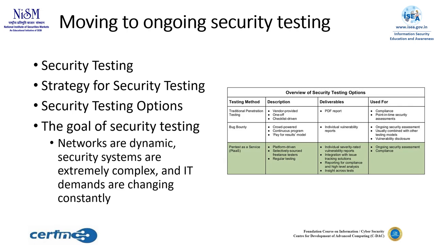If you continually test every year or every 6 months, it can become a continuous program. Of course, for every finding in a gap area, you can give some kind of payment. Sometimes the outcomes and deliverables of this kind of thing are individual vulnerability reports. So it is basically a continuous security assessment, usually combined with other testing models. Of course, vulnerability disclosure would be there as per this.